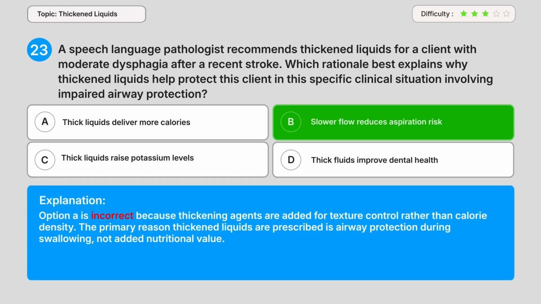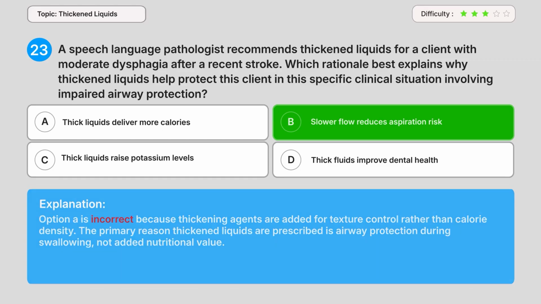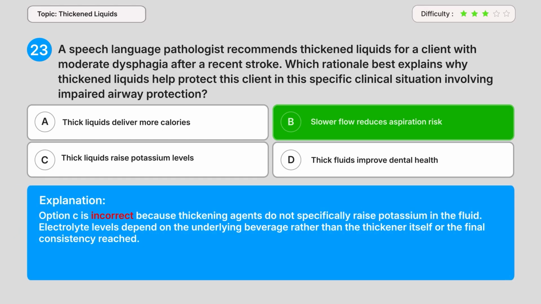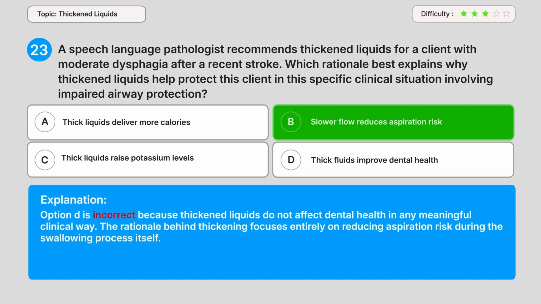Option A is incorrect because thickening agents are added for texture control rather than calorie density. The primary reason thickened liquids are prescribed is airway protection during swallowing, not added nutritional value. Option C is incorrect because thickening agents do not specifically raise potassium in the fluid. Electrolyte levels depend on the underlying beverage rather than the thickener itself or the final consistency reached. Option D is incorrect because thickened liquids do not affect dental health in any meaningful clinical way. The rationale behind thickening focuses entirely on reducing aspiration risk during the swallowing process itself.